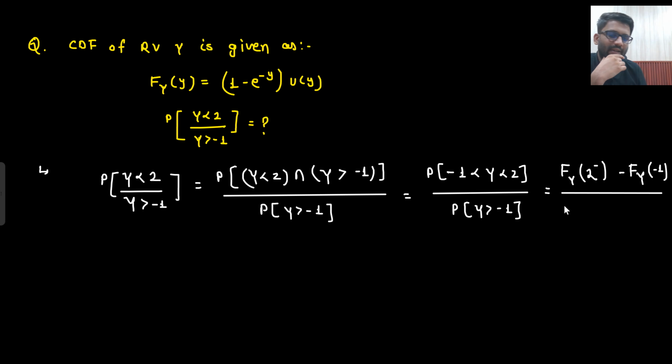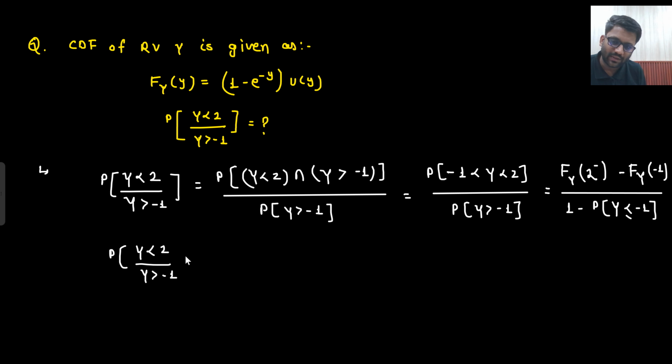Here I need to make the changes. What change can I make? 1 minus probability of Y less than or equal to -1. Do you agree to this point? You need Y greater than -1. That means 1 minus less than -1, including the -1 as well. So what you are actually getting? So here you can see that probability of Y less than 2, divided by Y greater than -1, is actually coming out to be F_Y of, in place of 2 minus I can only put 2. Why is that so?